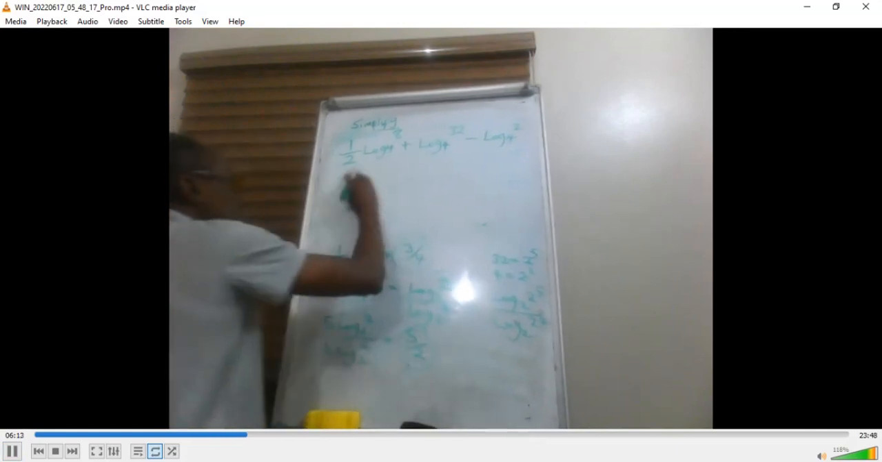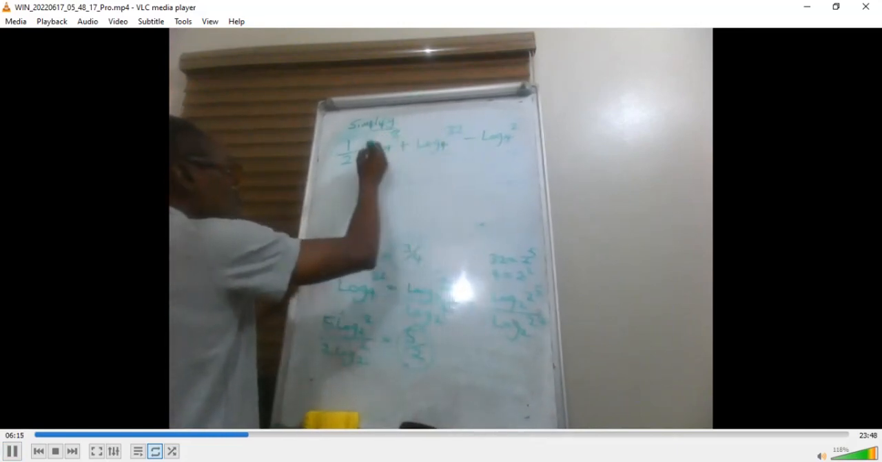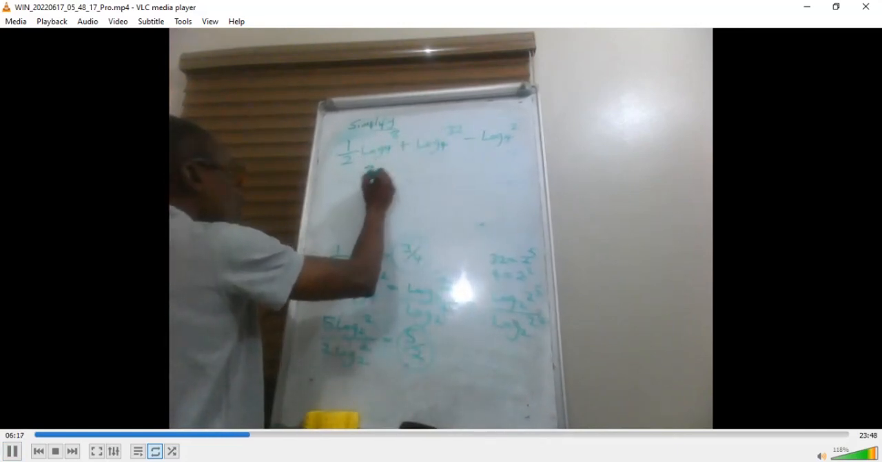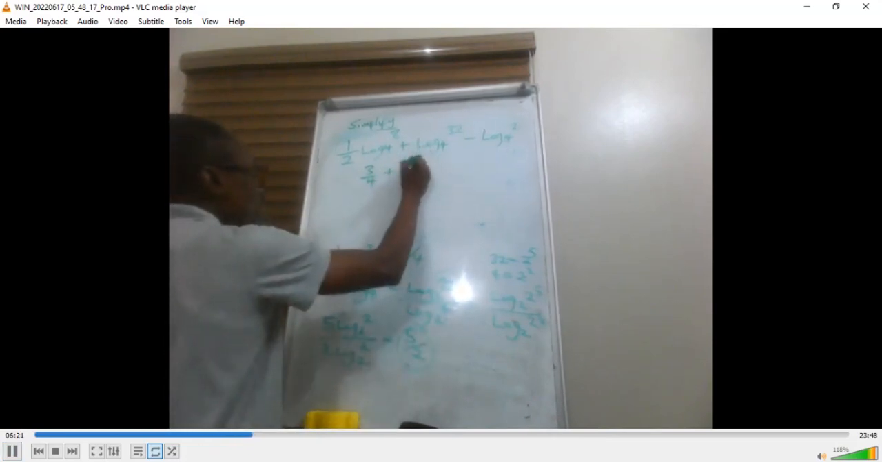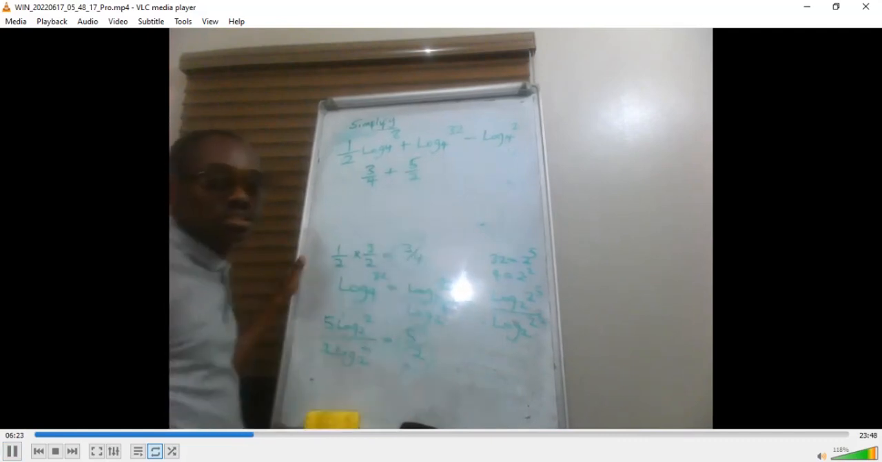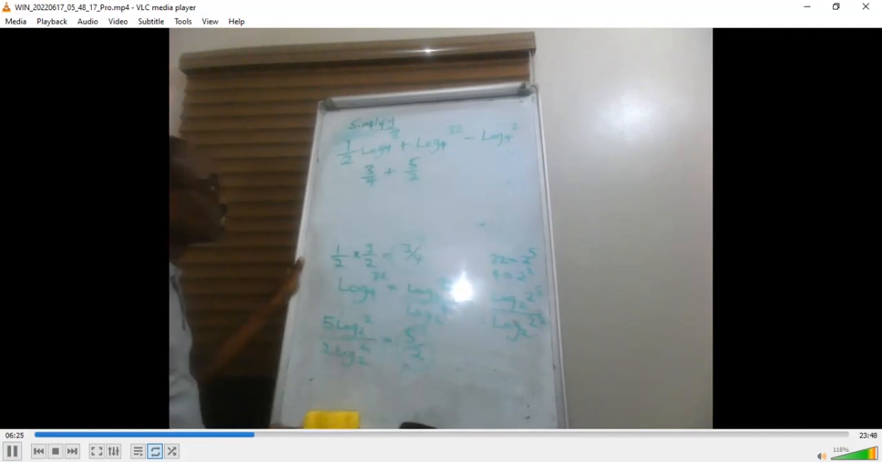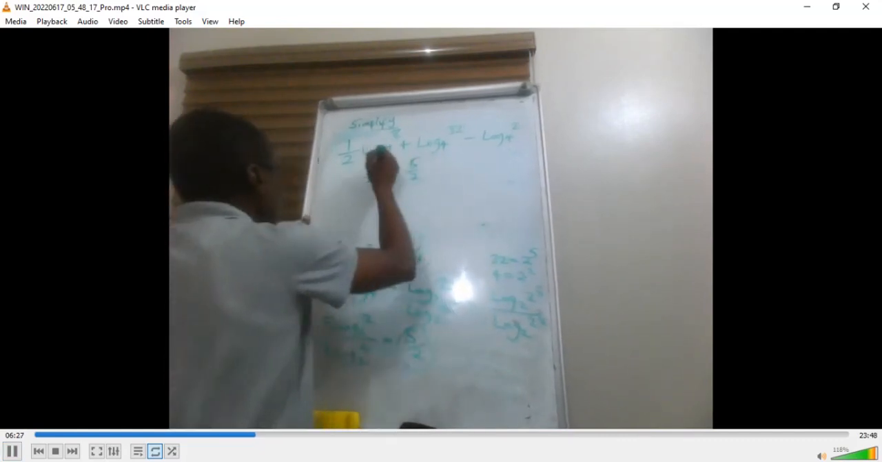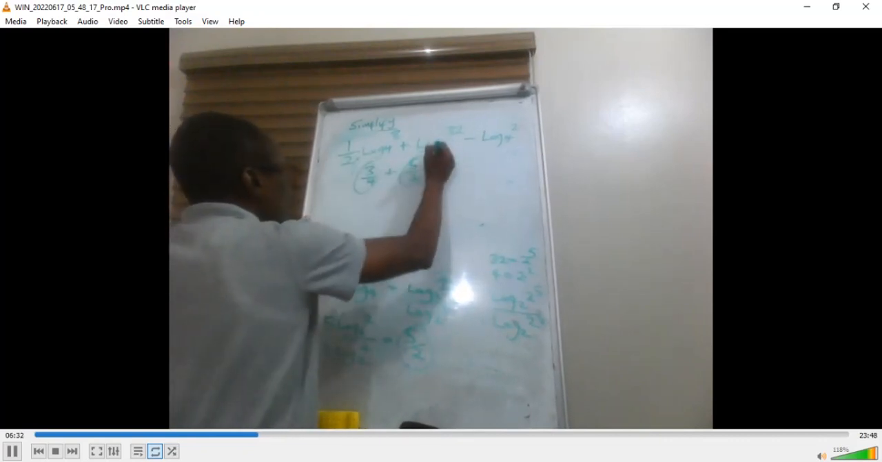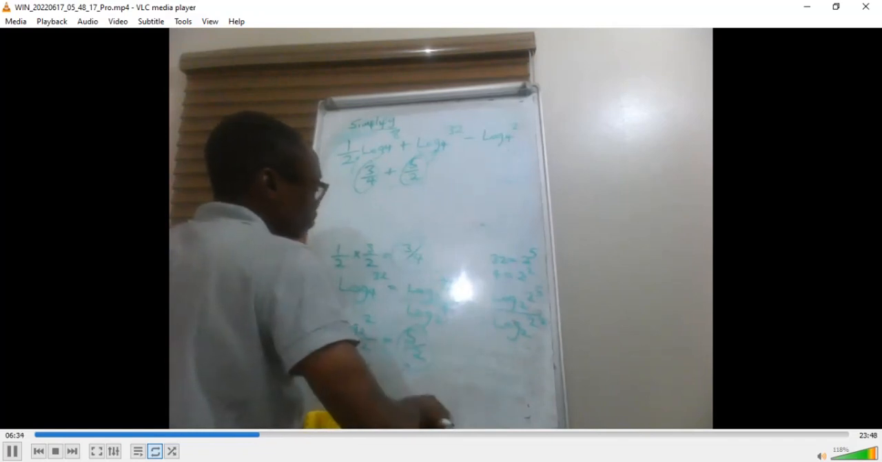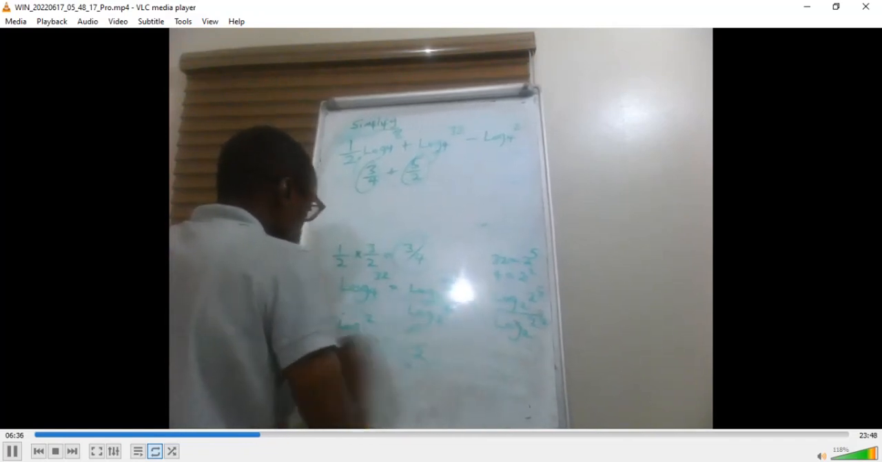So you have 3 over 4 plus 5 over 2. This is for this part. It remains the last one, so let me rub off the board.